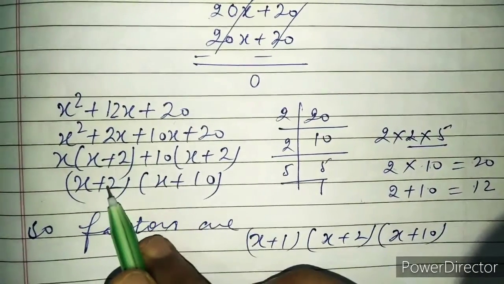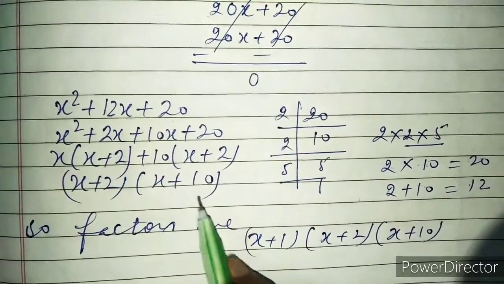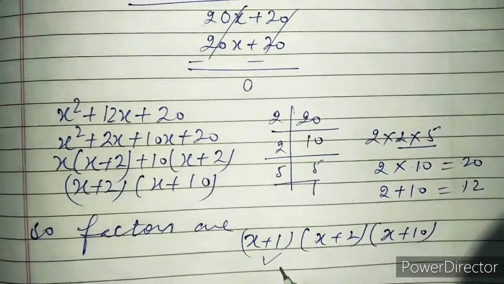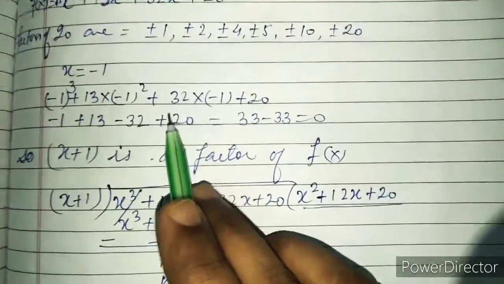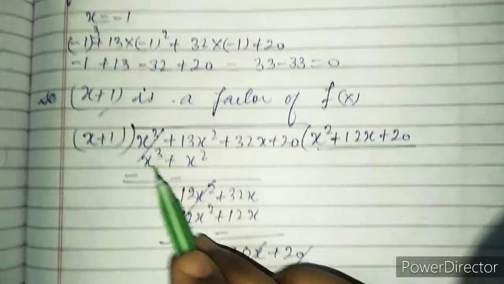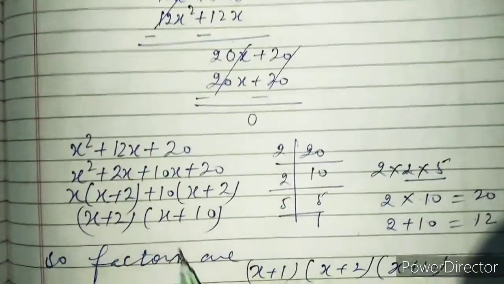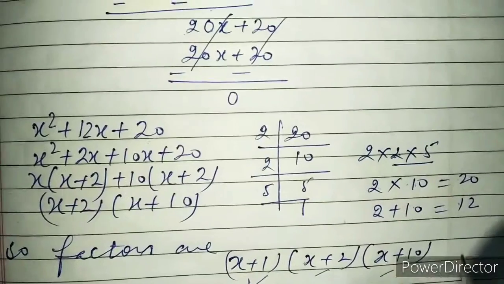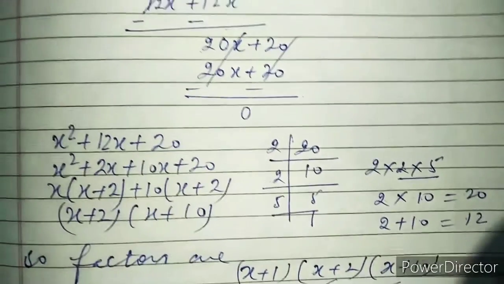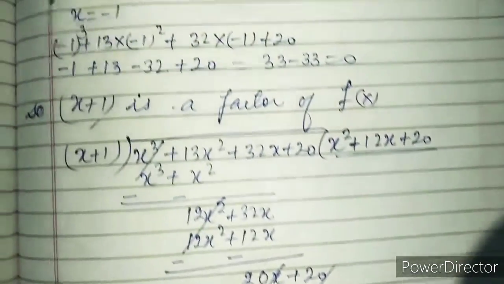So x common, x plus 2; 10 common, x plus 2. So x plus 2 is common, so it will become x plus 10. So the three factors will be x plus 1. The x plus 1 factor we got from here, right? The next two factors, where did we get them from? From here: x plus 2 and x plus 10. So in this way we always find the factors of the cubic polynomial, correct?